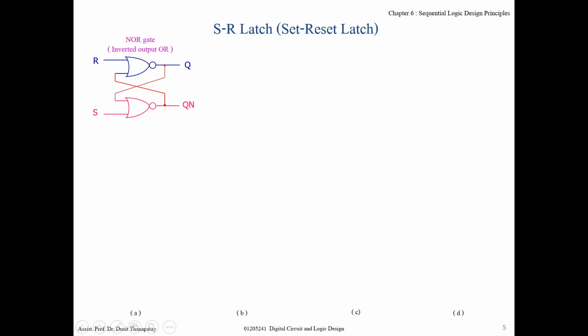Again, because this is a digital circuit, the values of R and S can be only 0 or 1, right? So it can be 0, 0, 0, 1, 1, 0, and 1, 1. So let's consider. Again, we analyze by considering this one and this one. Q star is the new value, or the next value of Q after time passes. Qn star also. Okay, let's consider when R and S are 0, 0. What happened?